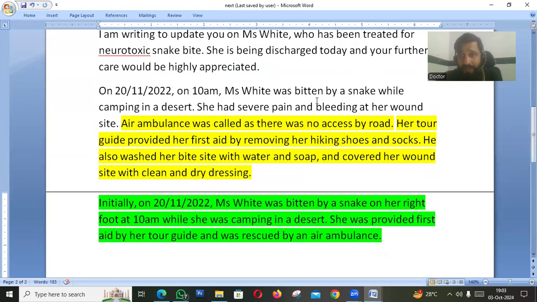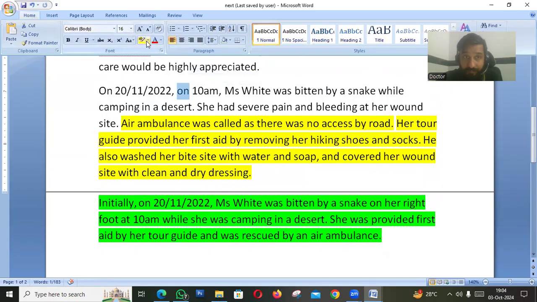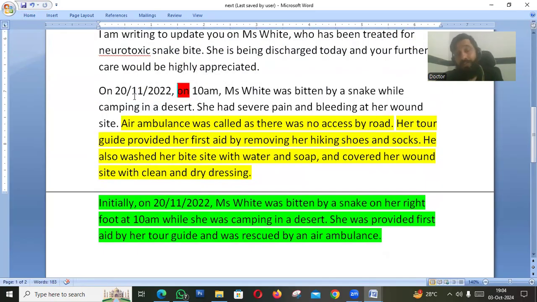Now, a very important thing. I have made one mistake intentionally. What is the mistake? On 10 a.m. is wrong, it's supposed to be at 10 a.m. Why? With a date we use on, but with a time we use at. But do you think it looks very good with this date, at this time, Mrs. White was bitten? Can you see how I have arranged it within the sentence instead of writing it at the start? Just look at these small things.